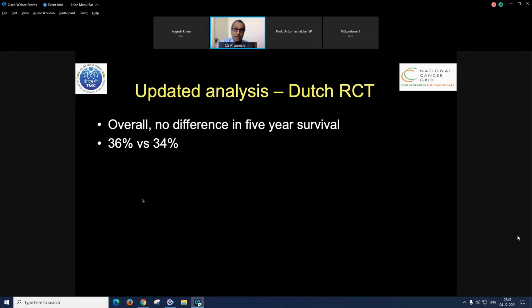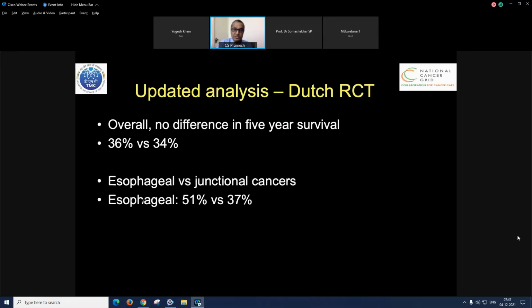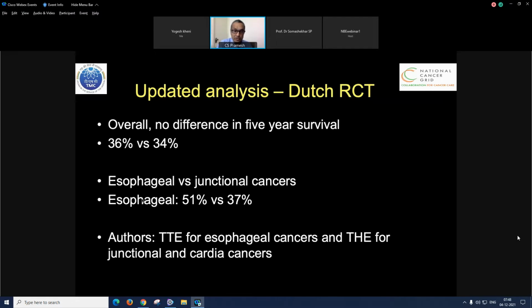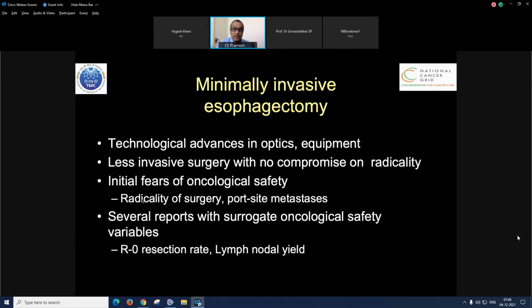But when you look at the subsets of esophageal versus junctional or the GE junction tumors, in esophageal cancers, when you did a transthoracic approach, there was a 14% improvement in survival as compared to the transhiatal approach. 51% survival in transthoracic compared to 37% with the transhiatal. And the authors actually concluded by recommending a transthoracic approach for esophageal cancers and a transhiatal approach for junctional and cardiac cancers.